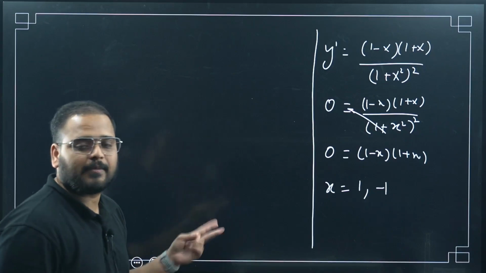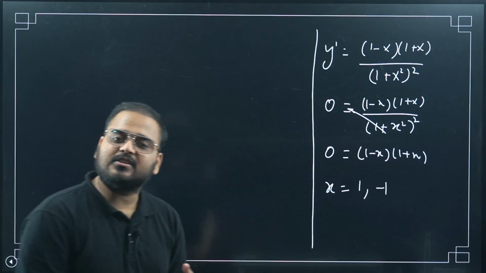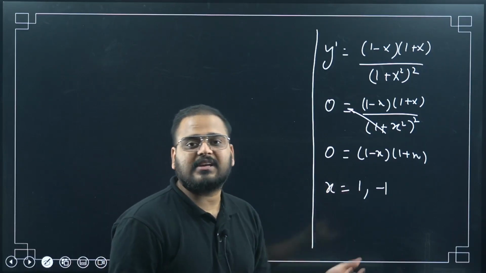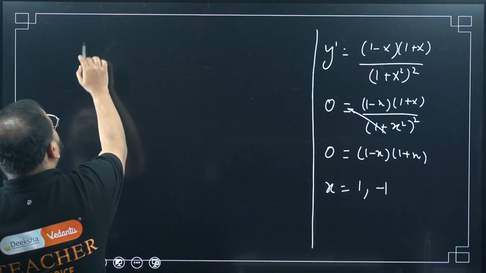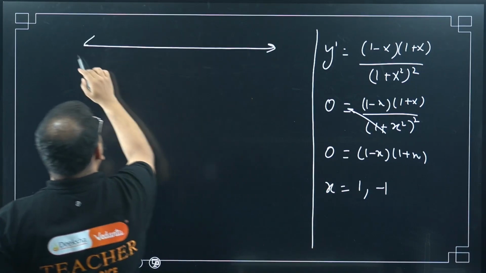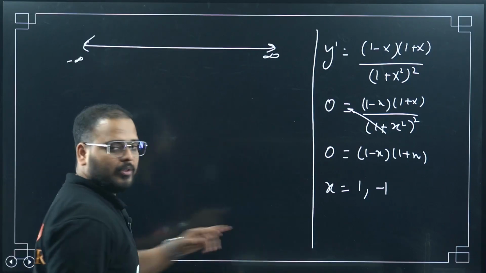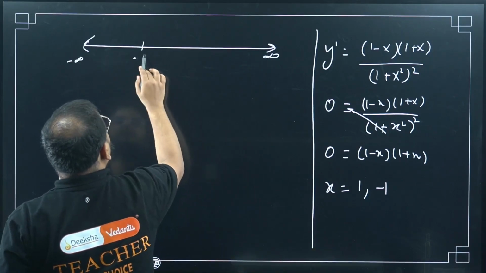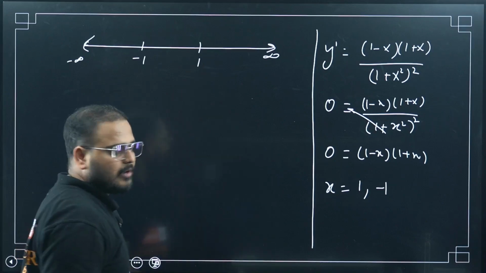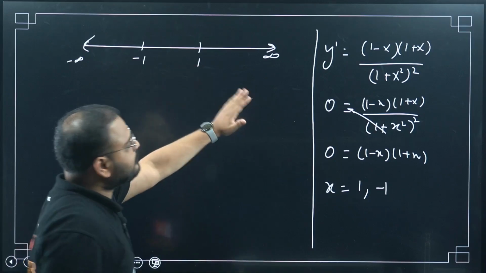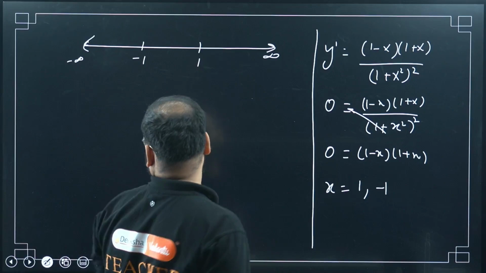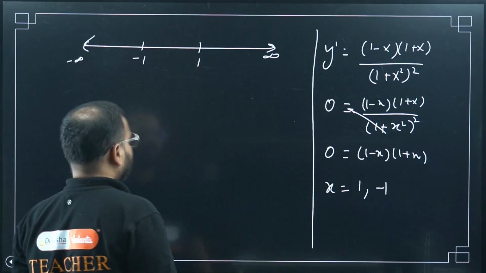What is the next step? Second step. The first two steps are done: differentiation and finding the critical points. The next step was plotting on the number line. What's the number line? Minus infinity to infinity. The points are minus 1 and 1. So let's see the trend after 1. After 1 what will happen? See the trend after 1.